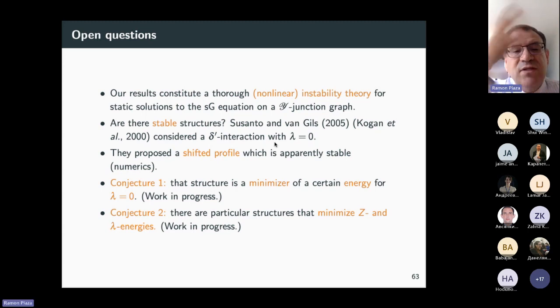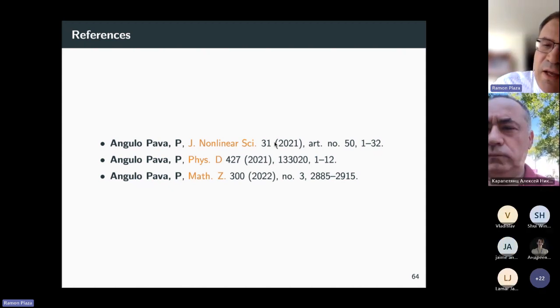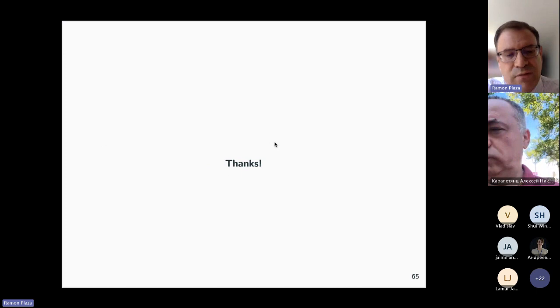So the first conjecture is that the structure is the minimizer of a certain energy. This is something that we are working on. And the second conjecture, are there particular structures that minimize the energies for delta or delta prime boundary conditions? This is also work in progress. And with this, I conclude. I thank you for your attention. These are the references of the paper with Professor Angulo Pava, three papers that contain all this theory. And thank you so much for your attention.